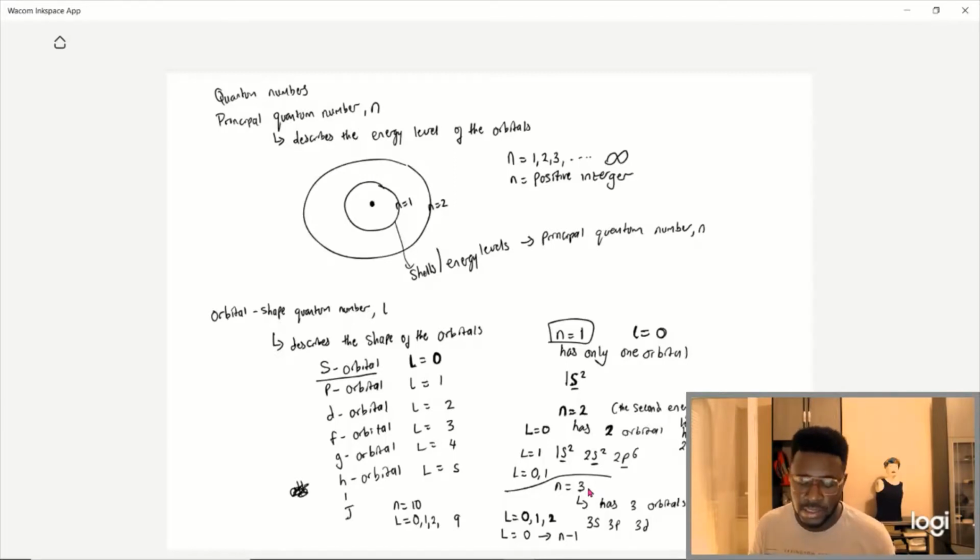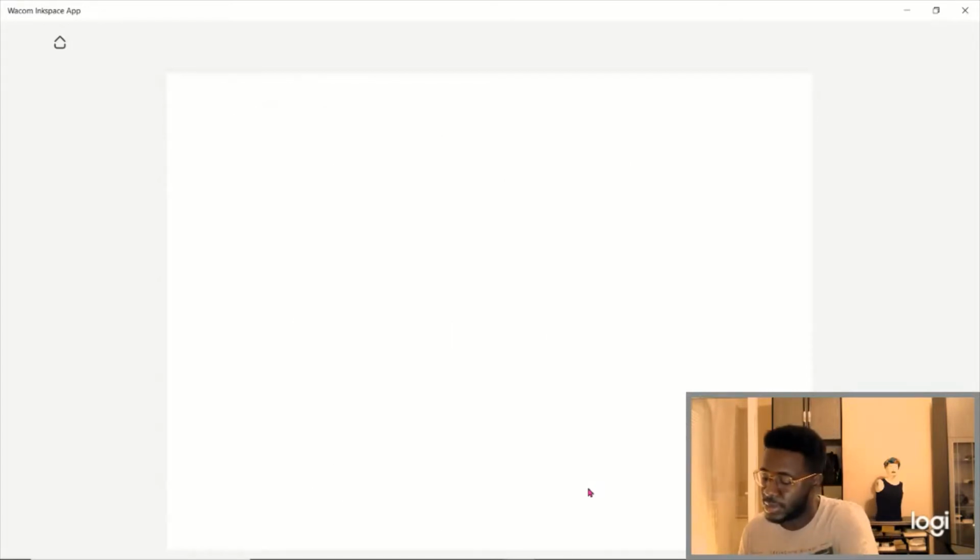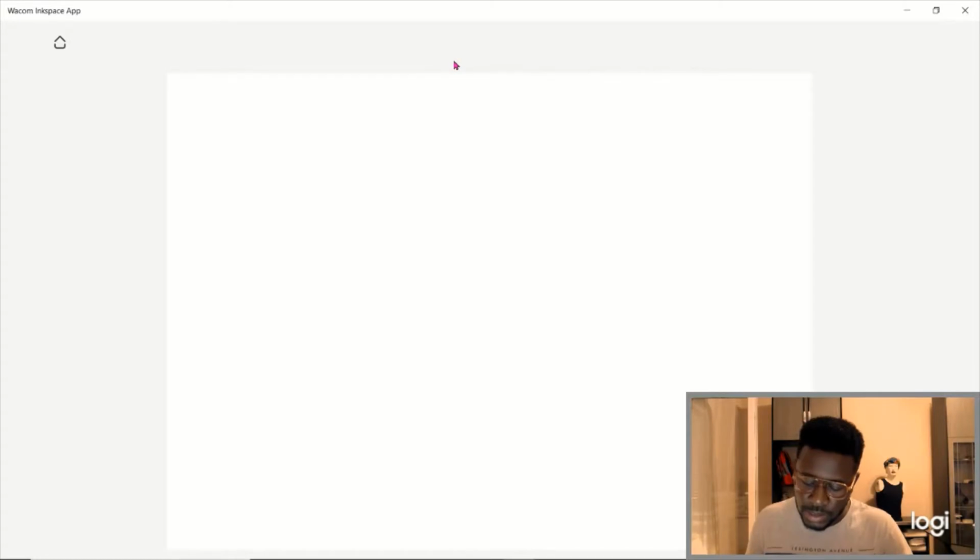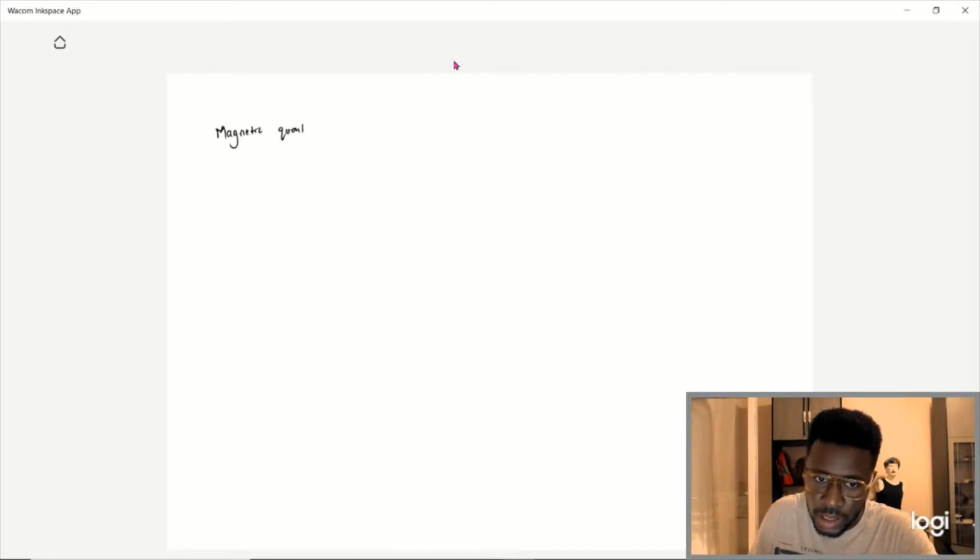Okay, so the next quantum number we're going to talk about is the magnetic quantum number. It's given as ml. The magnetic quantum number describes the orientation of the orbital.